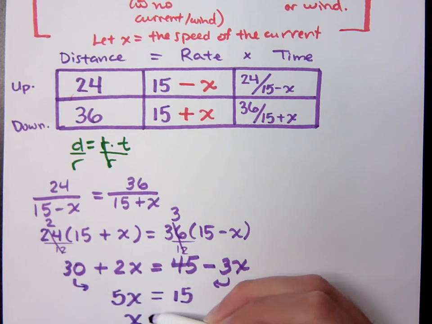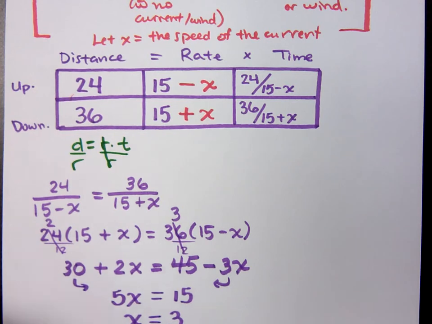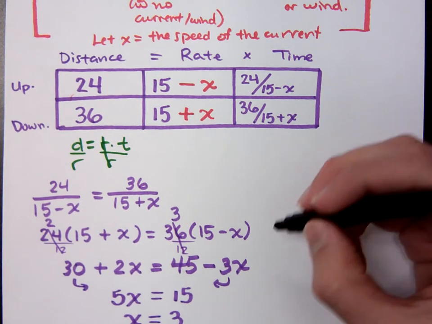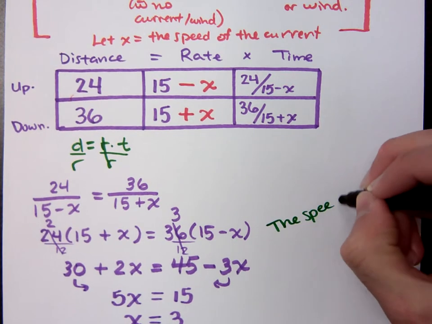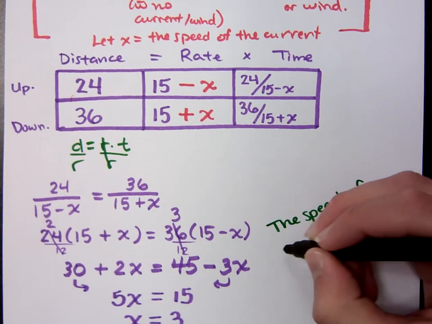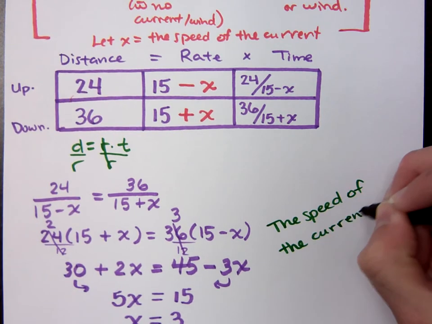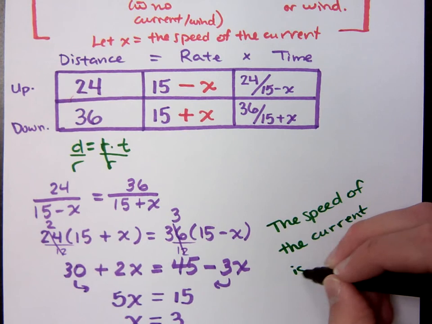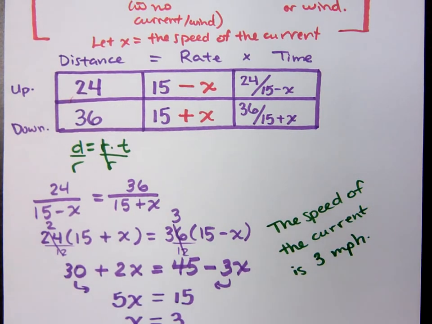Now, what did x represent? The speed of the current. X was the speed of the current in the river, and the question says find the speed of the current in the river, so we can say what? 3 miles per hour. So we can say that the speed of the current is 3 miles per hour. Does that sound appropriate?